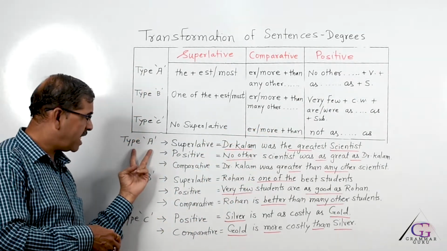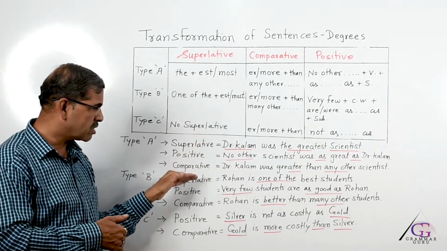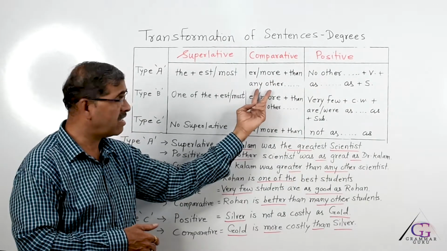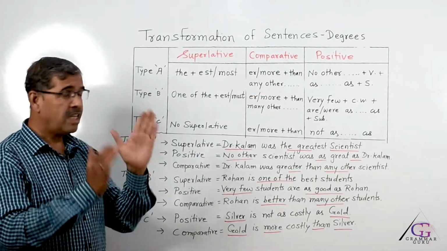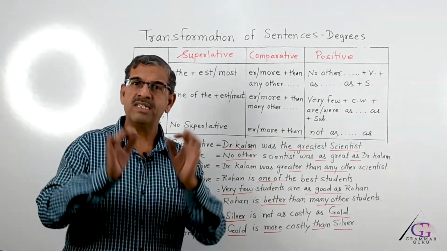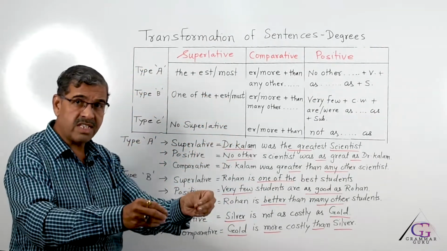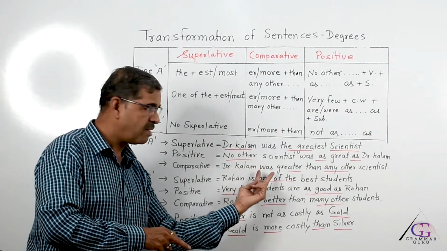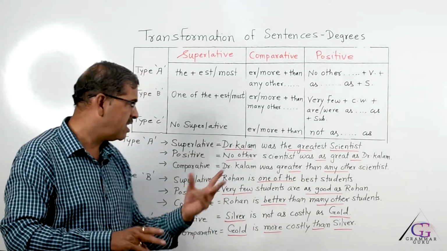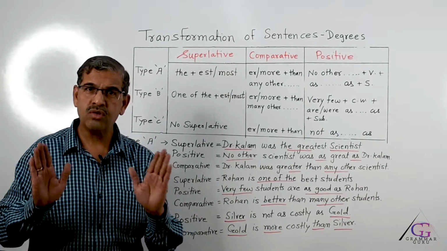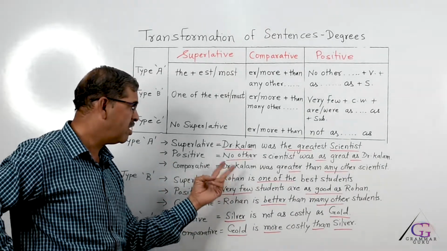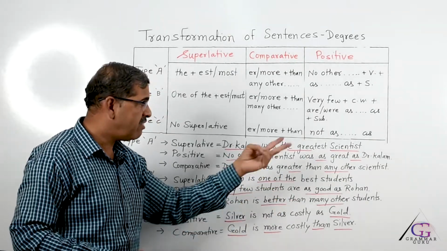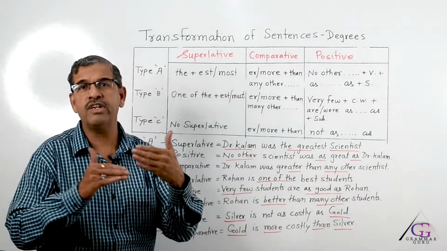Now, suppose a type A sentence is there and we have to change it to comparative degree. What does the formula say? There must be er or more, plus than and any other. So, how will you write the answer? In comparative degree, the answer should always start with the subject, which is already with us in the beginning. So, we have to use the same Dr. Kalam, then followed by the verb, which is the same. Do not change the tense, do not change the verb in comparative. So, subject and verb without change: Dr. Kalam was. Then we have to check the adjective and change it into comparative degree.